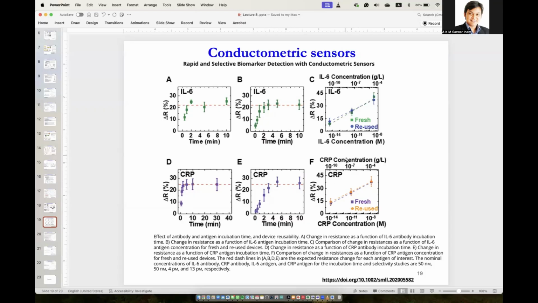And then these two figures show the reusability of the device. This device can be reused to detect both IL-6 and CRP antigen accurately. Once the device was used to detect the antigen, the same device was immersed in DI water or Milli-Q water overnight to remove the antibodies and antigen, and then they use it again. From the figure, you can see the fresh and reused are showing the same kind of resistance changes. That means after reusing, they can still use the sensor.